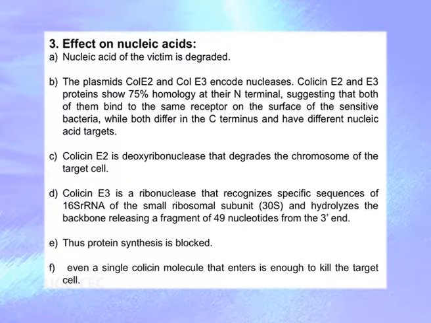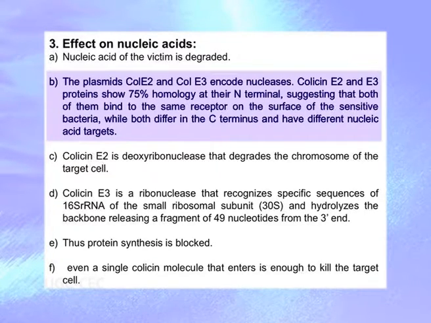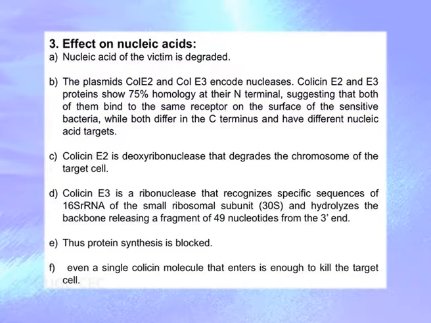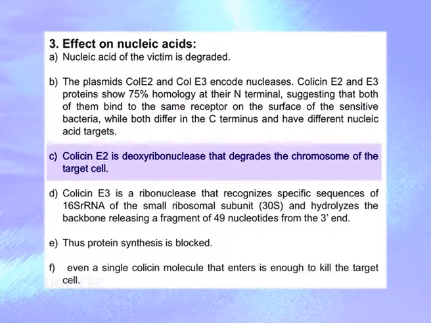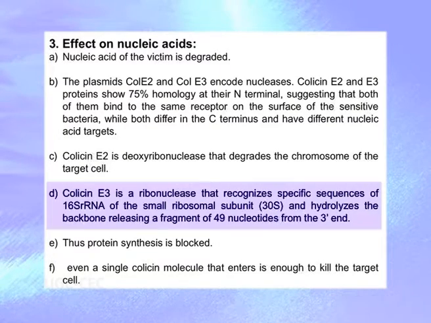Next is their effect on nucleic acids, that nucleic acids are often degraded by the bacteriocins. The plasmid Col E2 and Col E3 encode nucleases. We have seen that Col E2 and E3 proteins show 75% homology in their N-terminal, suggesting that both of them bind the same receptor onto the surface of the host cell, but they are quite different in their C-terminus, as their substrates are different, because Col E2 is responsible for destruction of DNA, whereas Col E3 is responsible for destruction of 16S rRNA.